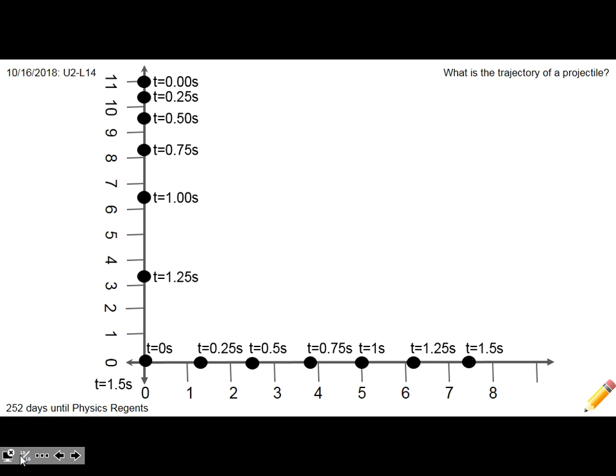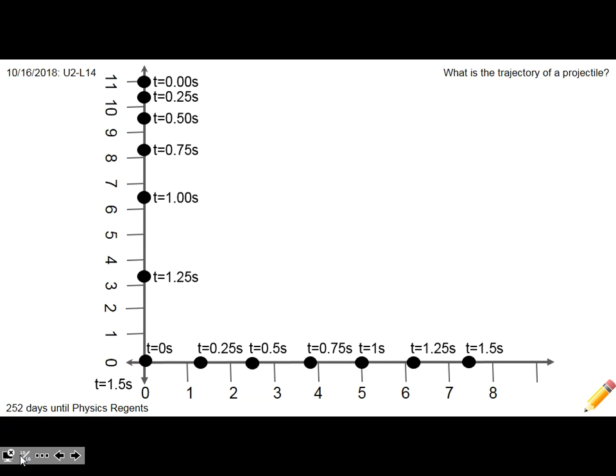Again, what's going on with the spacing here? It's a constant spacing. And why is it a constant spacing? Because the velocity is constant, which means the acceleration is equal to 0. Now here's how we would put these together to get the shape. I have to think about the y position along the y number line and the x position along the x number line.